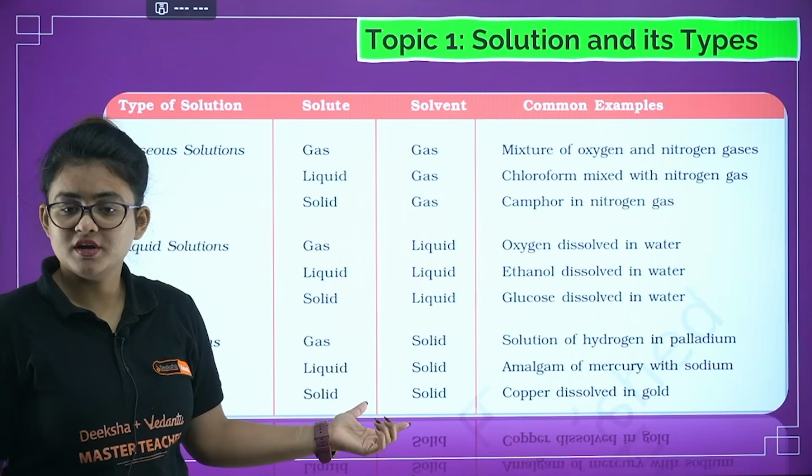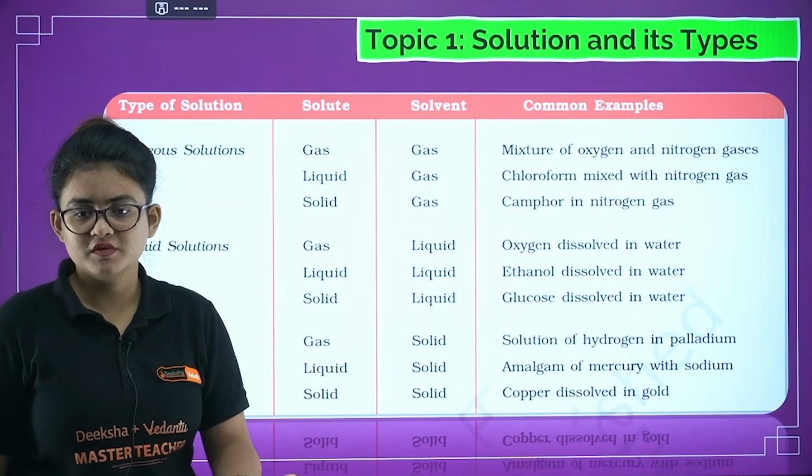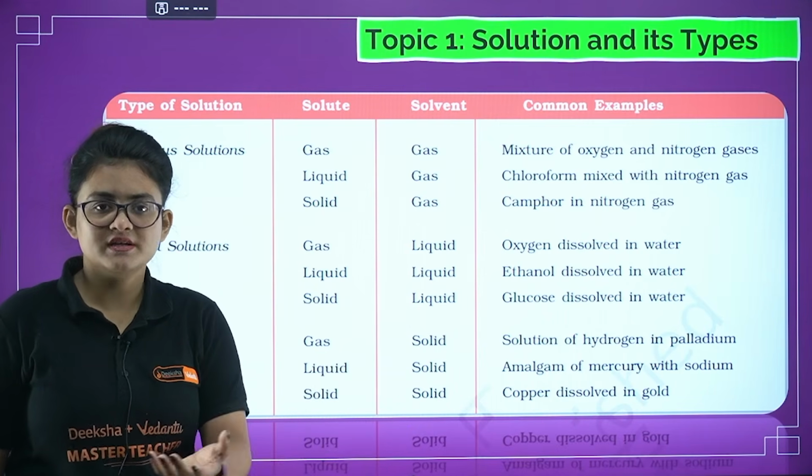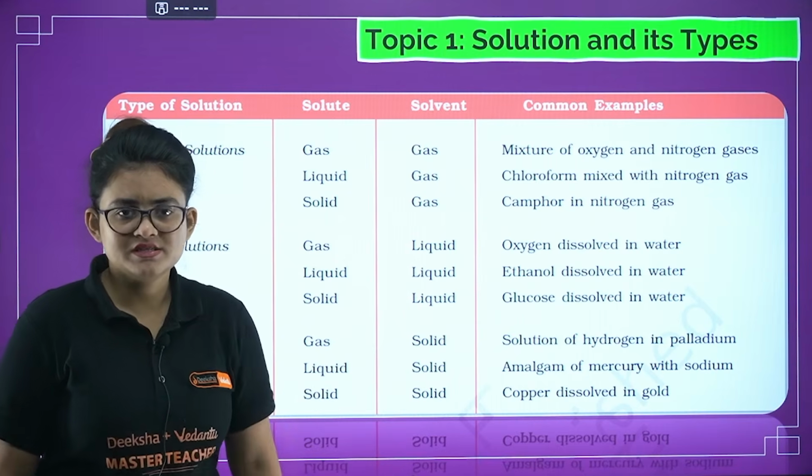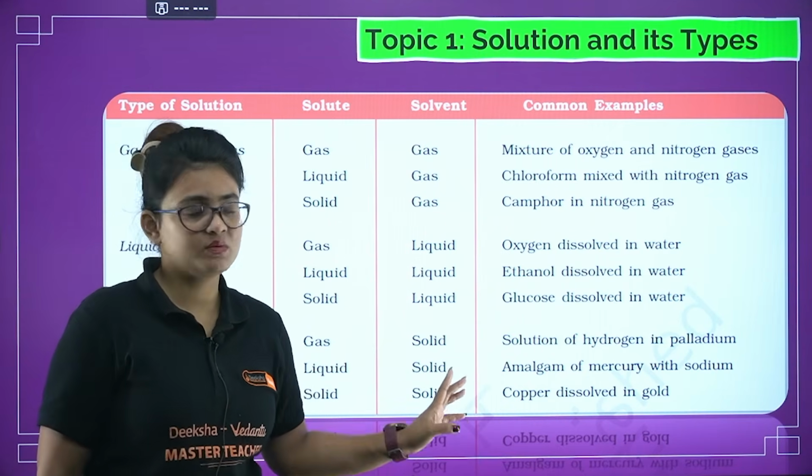Next you can see solid. So that is, we can take the example of brass, or you can say a copper and gold mixture. So this type of thing, you just have to remember as an example.